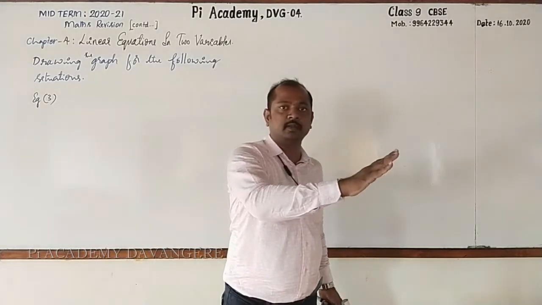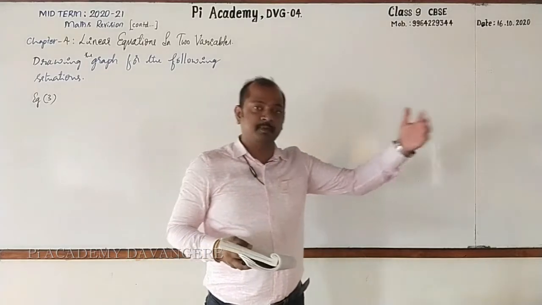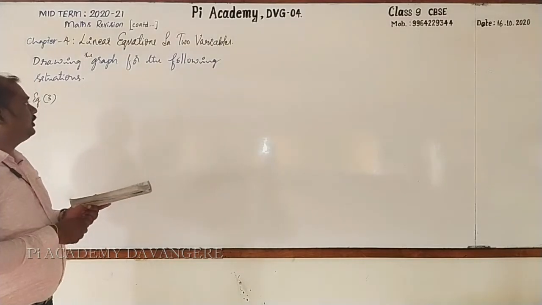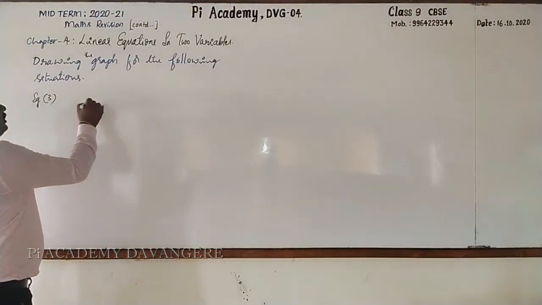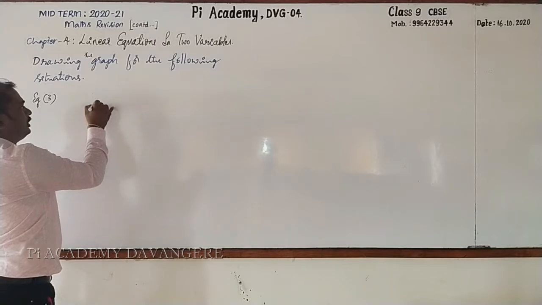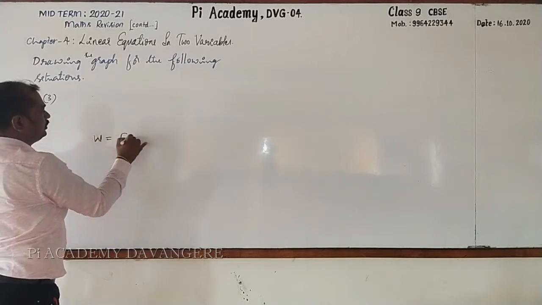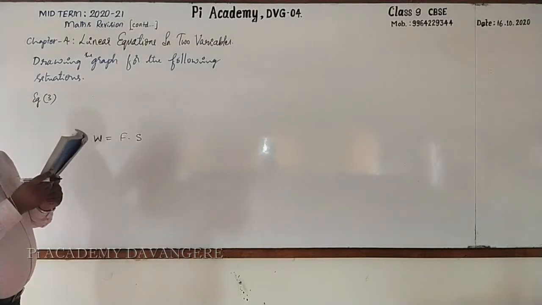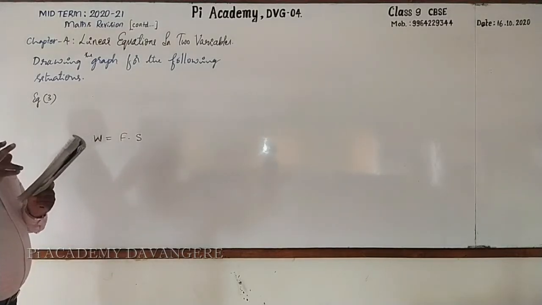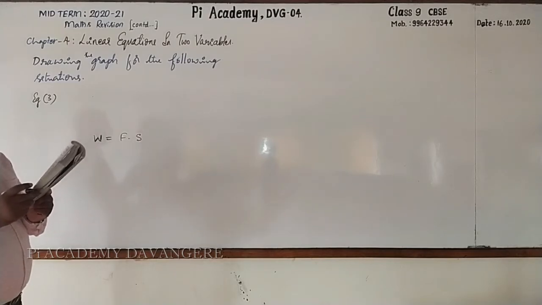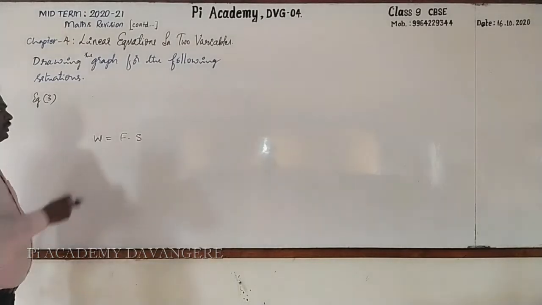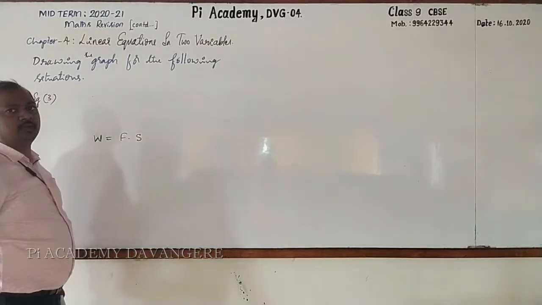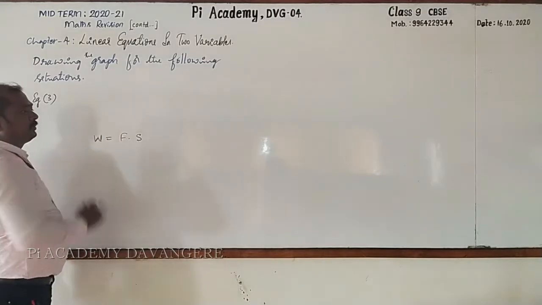When force is applied on a body, if it displaces, then only we can say that work is done. We are very familiar with the formula of work done, that is W equal to F into S. They have given that the work done by a body on application of constant force is directly proportional to the distance travelled by the body.